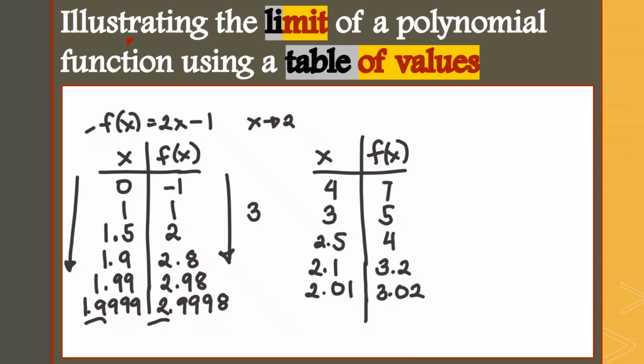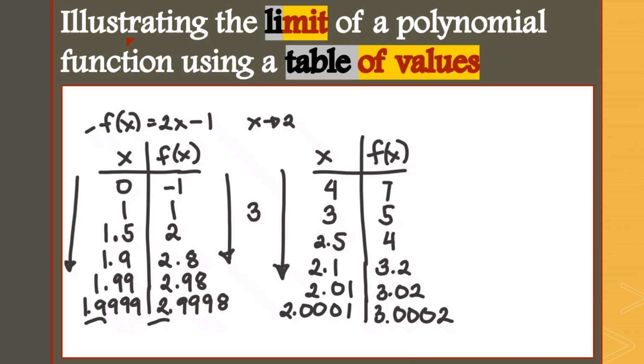Let's have one more. If we have 2.0001, so it gets closer to 2, 2.0001 times 2 is 4.0002, minus 1, you have 3.0002. As you can see, as the values of x approach 2 from the right, we have a trend for f of x also getting closer to 3.